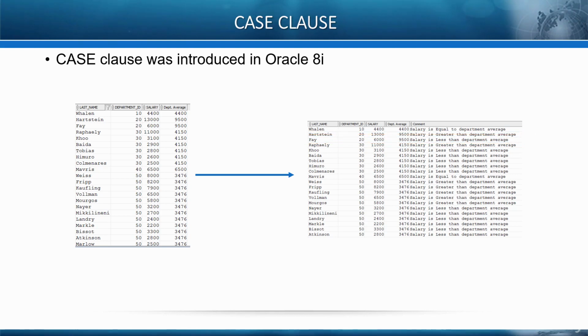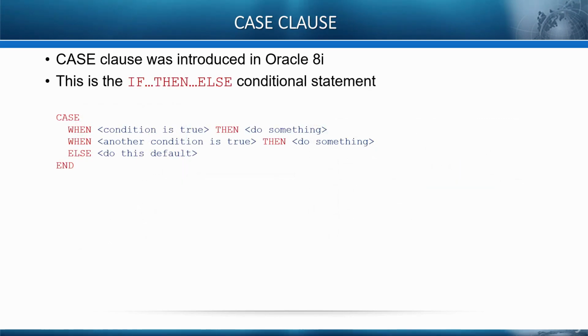In Oracle 8i, a case function or a case clause was introduced into Oracle, which permits us to evaluate conditions within a SQL statement. If you've worked with other programming languages before, this is very similar to an if-then-else conditional statement. But in this case, the syntax is a little different. It says case, when a condition is true, then do something. When another condition is true, do something else. And you can pass as many of these conditions as you desire. And finally, an else statement, which gives you the default value if none of the previous conditions is true.